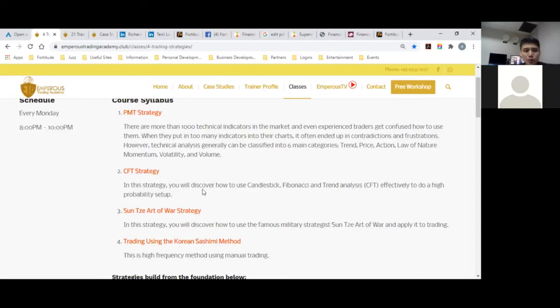And then the number 2 is called the CFT strategy. CFT is a trend following strategy. The PMT strategy will give you an overall view of technical analysis, but it's neither a trend following strategy nor a trend reversal strategy. CFT strategy is a trend following strategy, while PMT is somewhere a balanced strategy. They look at the current market condition and then decide whether to do a trade or not.